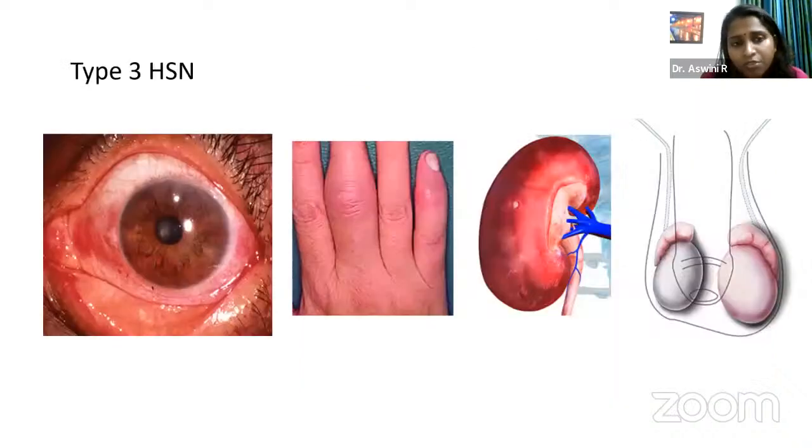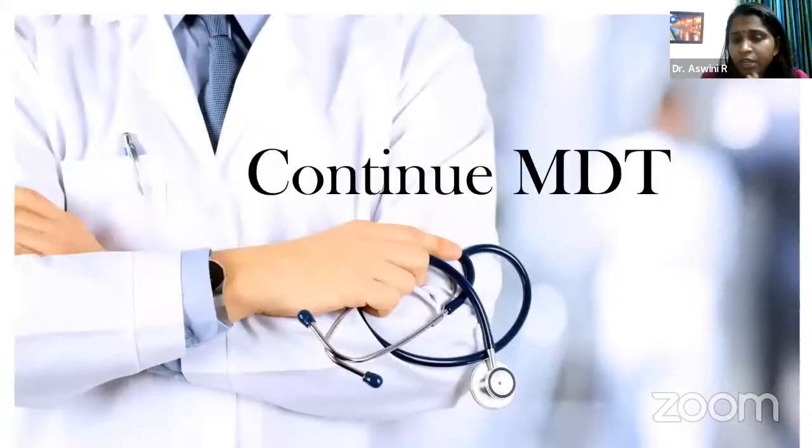It can affect other organ systems as well because, again, it is an immune complex disease. The immune complex can get deposited in different parts of the body. It can cause uveitis, iridocyclitis. It can cause arthritis, dactylitis, glomerulonephritis, even epididymo-orchitis. For both type 1 and type 2 reaction, one thing to remember: never stop MDT. And you have to continue other management.